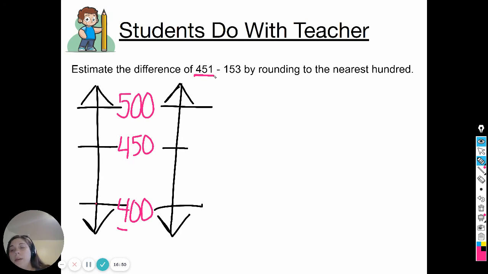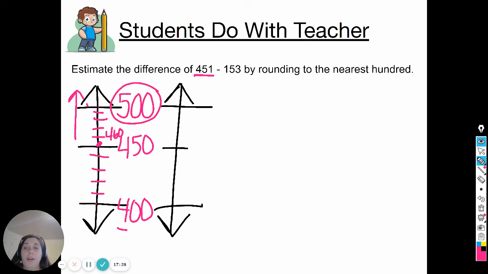451. 400, 410, 420, 430, 440, 450, 460, 470, 480, 490, 500. 451 is right after 450. It's the next number. And even though it's really close to the halfway point, it is still above 450. So we round up to 500.